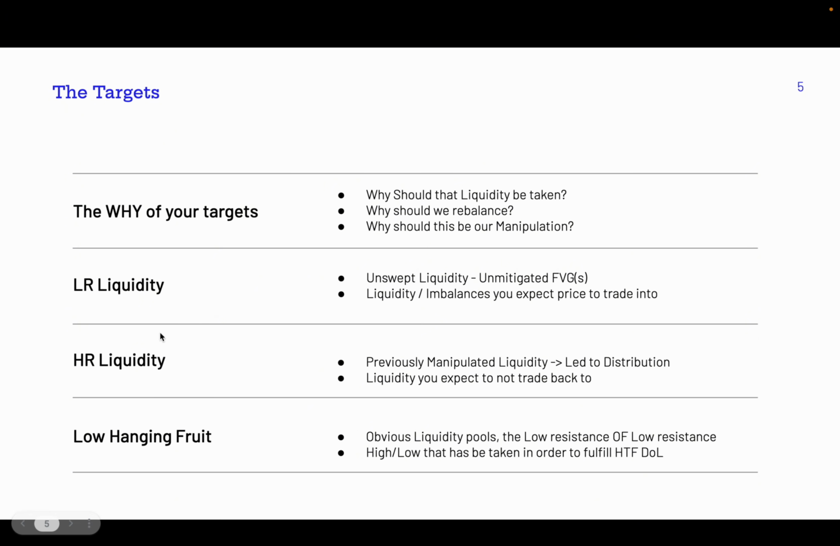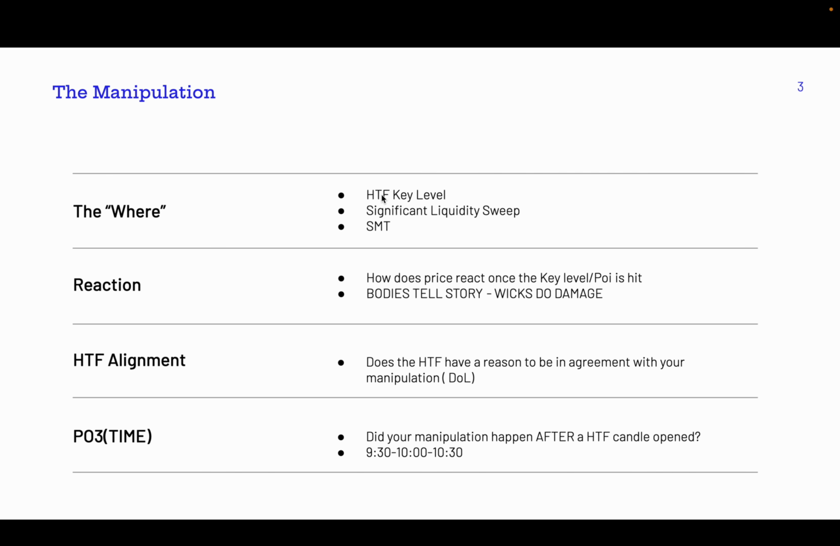And then this is just the other stuff, like low resistance liquidity. What is that? Unswept liquidity. This is trend line liquidity, equal lows, equal highs, relatively equal highs, failure swings, and so on. Basically, liquidity imbalances you would highly expect price to trade into. And then high resistance liquidity. This is something you never want to target. It's previously manipulated liquidity. So if you just go here, you don't want to target highs that hit a key level, had a significant liquidity sweep, and distributed. That's a big thing.